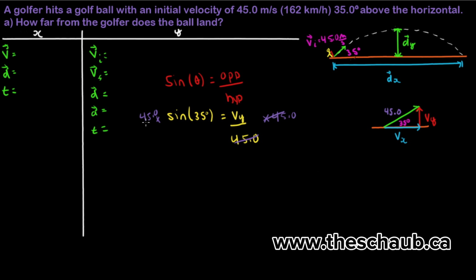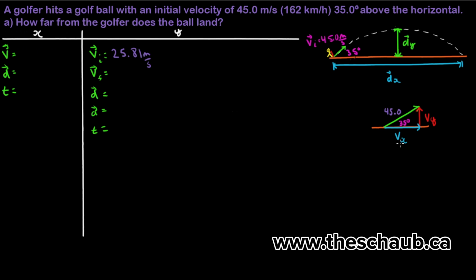On this side now, we have 45 multiplied by sine of 35. This gives us 25.81 meters per second. And this is equal to our velocity initial in the Y direction, Vy. We can add this up here. Vi, or our velocity initial in the Y direction, is 25.81 meters per second. And we'll keep an extra decimal place just to avoid rounding errors.